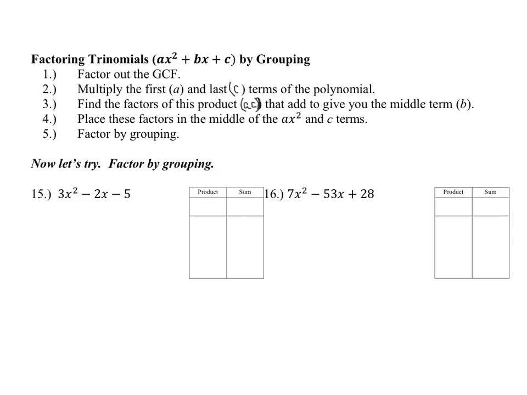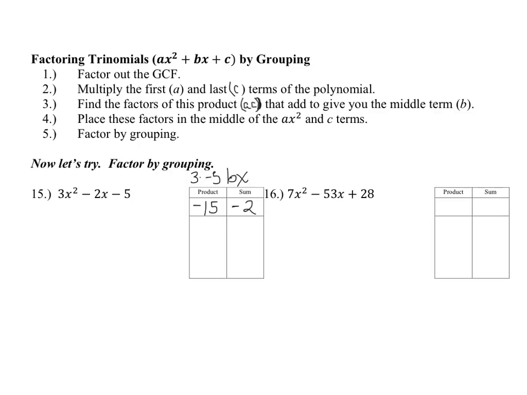First step, I just multiply my a term and my c term together. The a term is 3 and the c term is negative 5, so I multiply those together and I get negative 15. And the sum I'm trying to find is the middle term, which is negative 2x. So I'm looking for two numbers that multiply to give me negative 15 and add to give me negative 2, right?